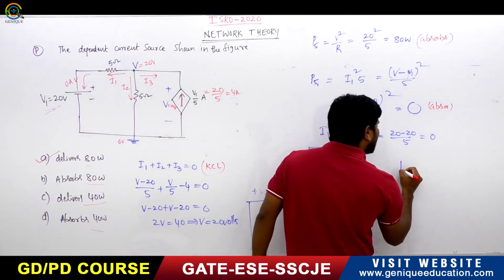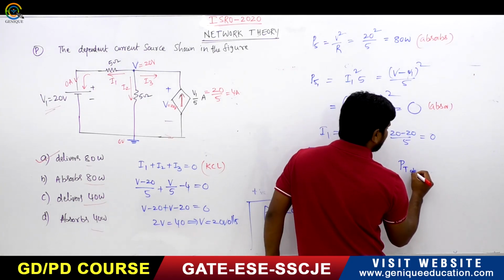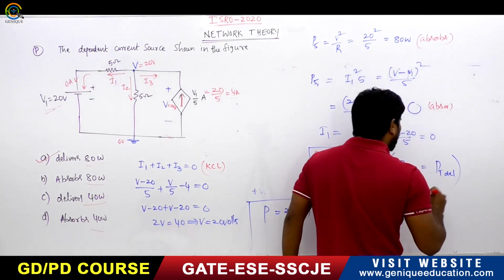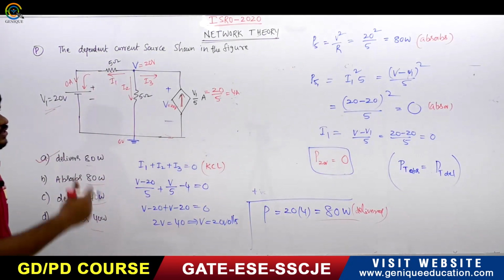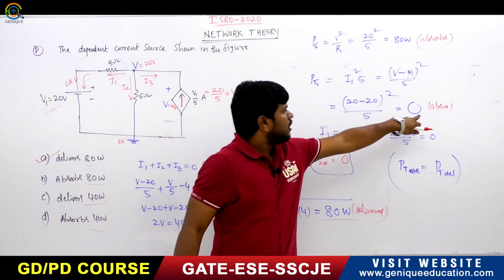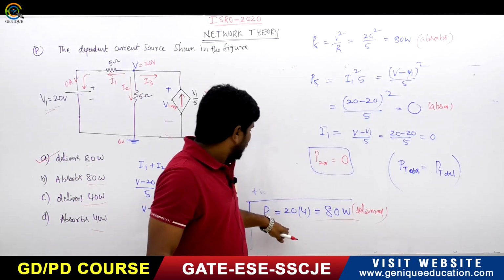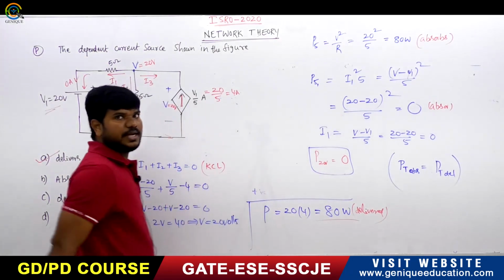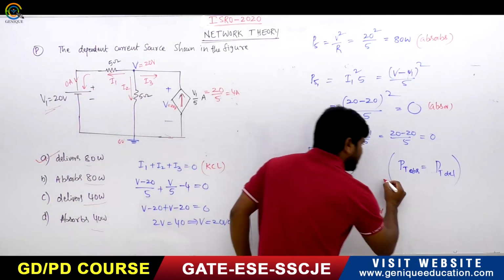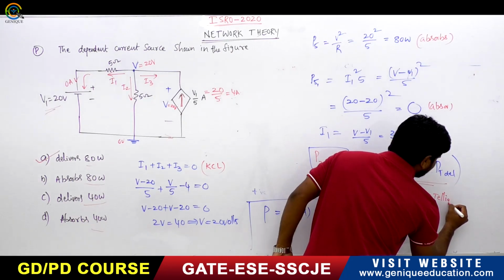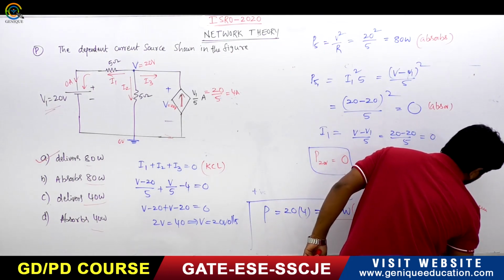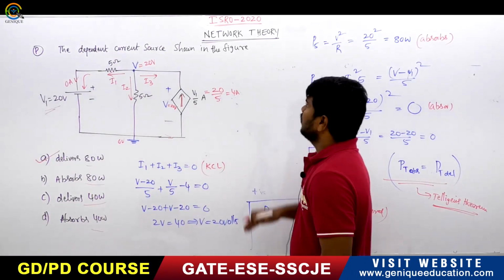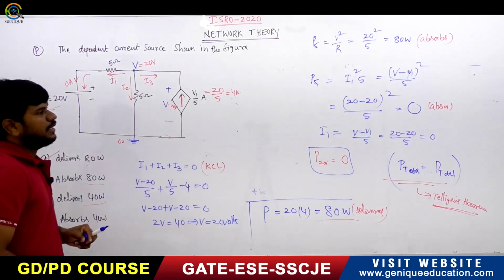So in the circuit, what is the total power absorbed? The total power absorbed is equal to the total power delivered. Okay. So what is the total power absorbed? It is 80 plus 0, 80 only. What is the total power delivered? 80. What is the power delivered by this? It is 0. So 80 is equal to 80. So it is called Tellegen's theorem. So in any network, the total power absorbed is equal to the total power delivered. Okay. So this is how to find the power absorbed or power delivered.